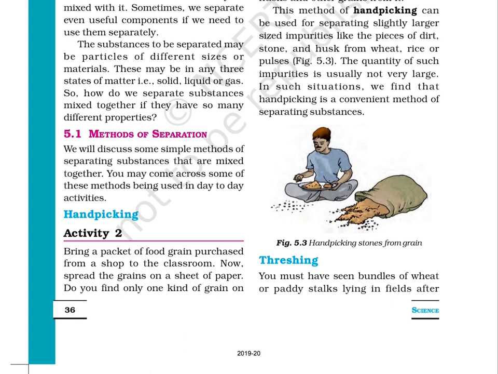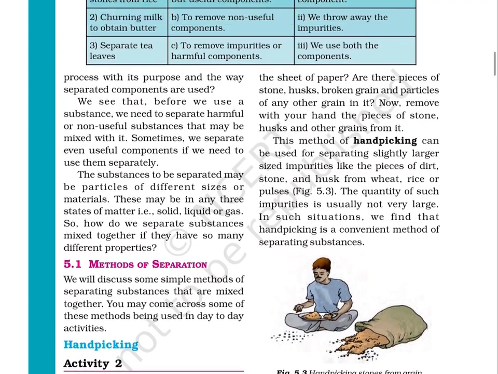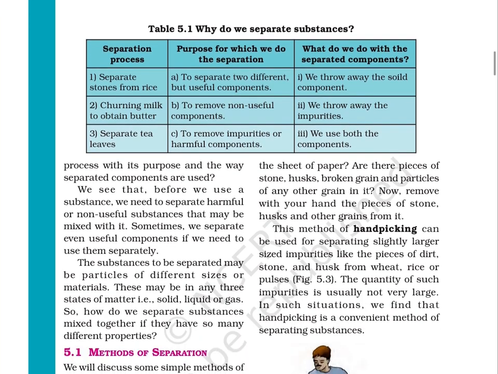Hand picking. Activity 2. Bring a packet of food grain purchased from a shop to the classroom. Now, spread the grains on a sheet of paper. Do you find only one kind of grain on the sheet of paper? Are there pieces of stone, husks, broken grain, and particles of any other grain in it? Now, remove with your hand the pieces of stone, husks, and other grains from it.